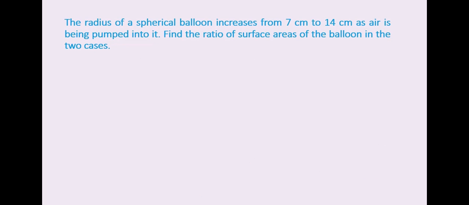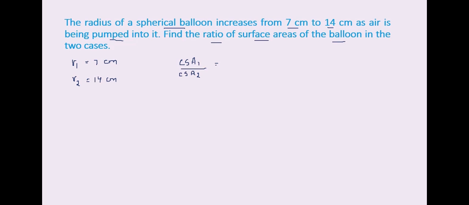The next sum we have is: the radius of a spherical balloon increases from 7 centimeter to 14 centimeter when air is pumped into it. So here we have got two radii. I'll call R1 the radius 7 centimeter, and R2 14 centimeter. Now we have to find the ratio of the surface area of the balloon in the two cases. So I'll say CSA 1 and CSA 2. I have to just find the ratios.